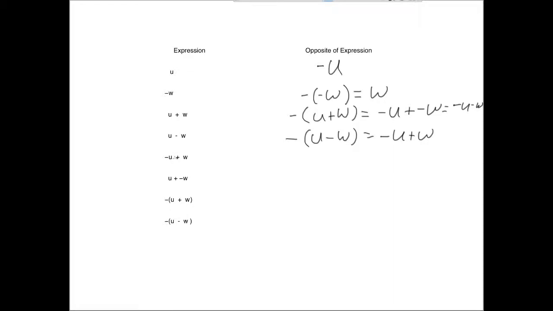Next up is the opposite of u plus w. What is the opposite of that expression? Again, we put in the opposite sign, u plus w. This is like multiplying by a -1 using the distributive property. -1 times the opposite of u is simply u. -1 times w is the opposite of w. U plus the opposite of w.